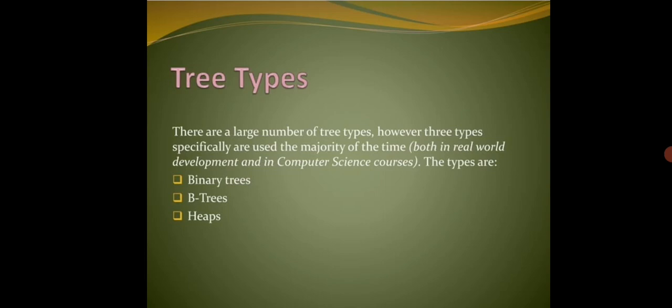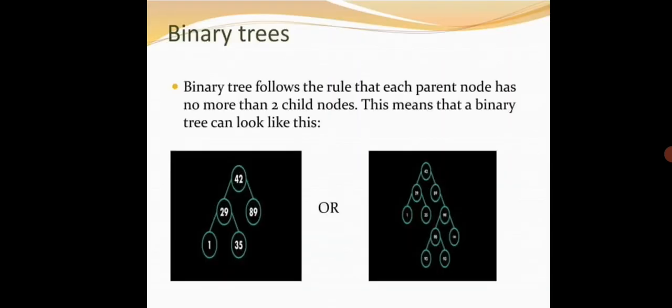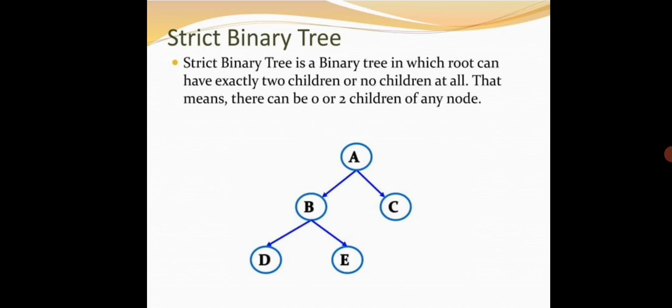Types of trees. There are 3 types of trees. There are a large number of types, but these 3 are specifically used the majority of the time, both in the real world and in computer science. The types are binary trees, B trees and heaps. First is binary trees.